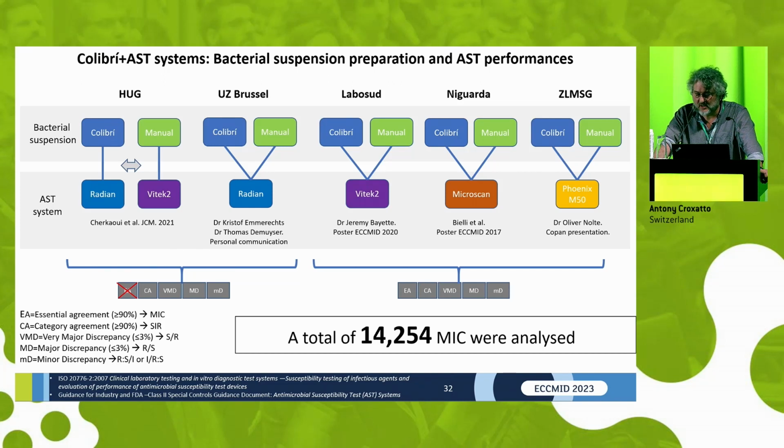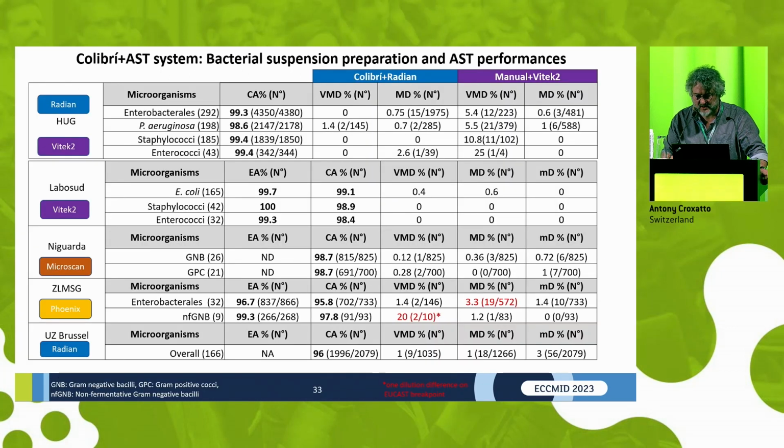And of course, just to remind you, if you want to follow the ISO 20776 or the guidance for industry and FDA, the minimal performance expected for a system to be integrated in the lab is essential agreement and category agreement equal or superior to 90%, and very major discrepancies and major discrepancies below 3%. Knowing that, I will show you the results they got.